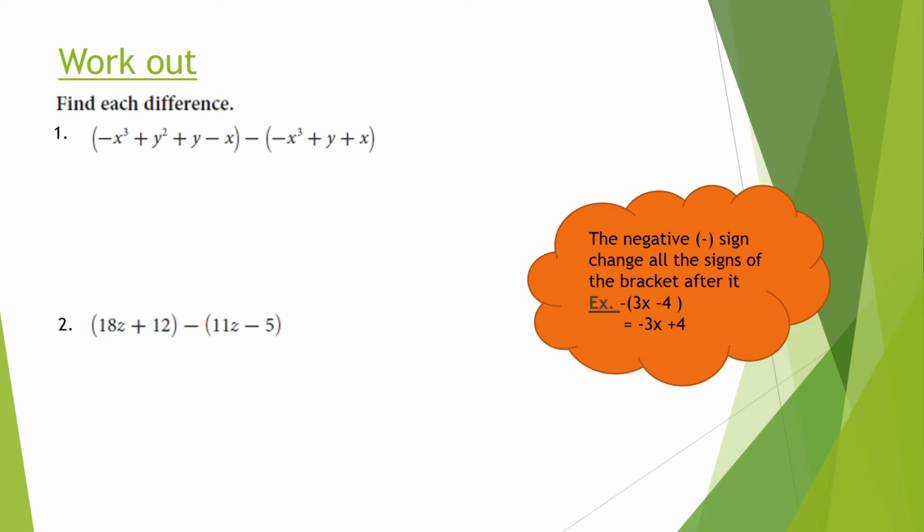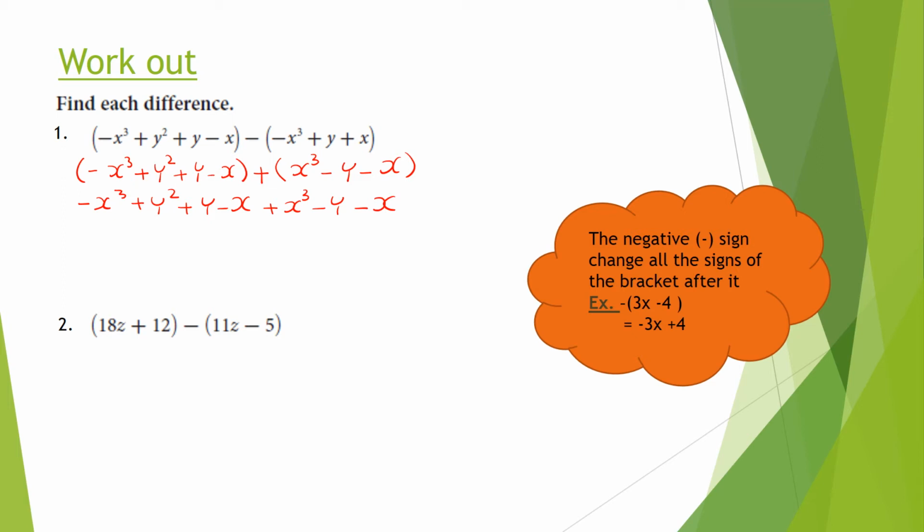Let's do it again. The first bracket as it is, negative x cubed, positive y squared, positive y, negative x. Then this negative will change to positive, and then change every sign inside the bracket. It will be x cubed positive, negative y, negative x. Then I'm going to take away the brackets, so it's negative x cubed, positive y squared, positive y, negative x, positive x cubed, negative y, negative x.